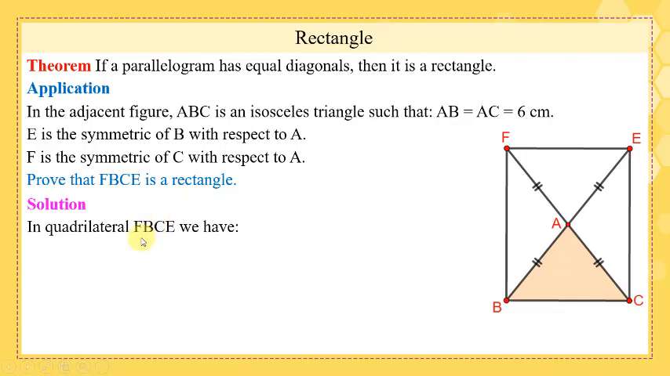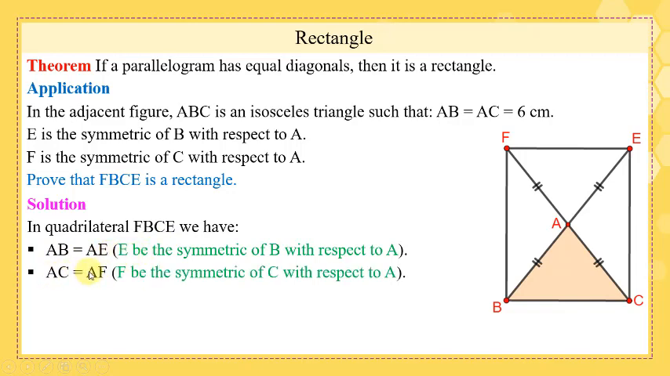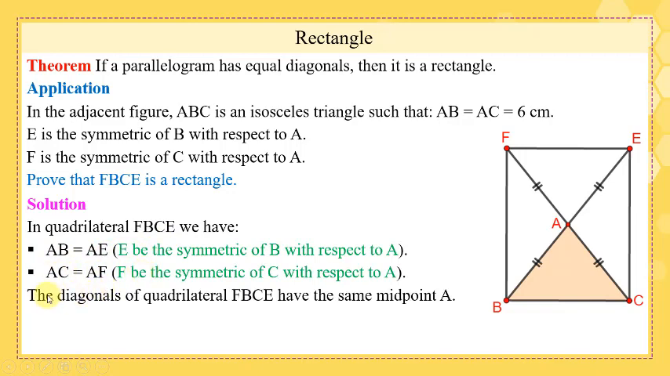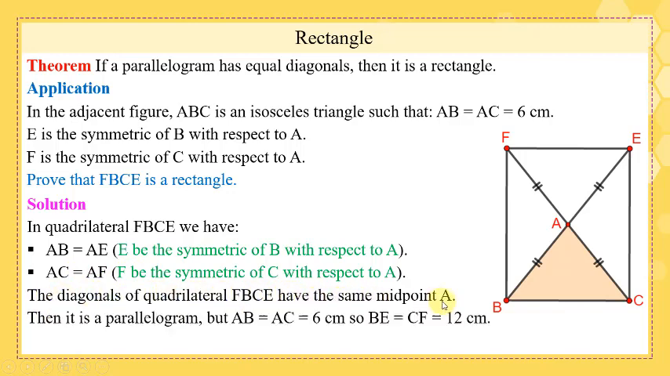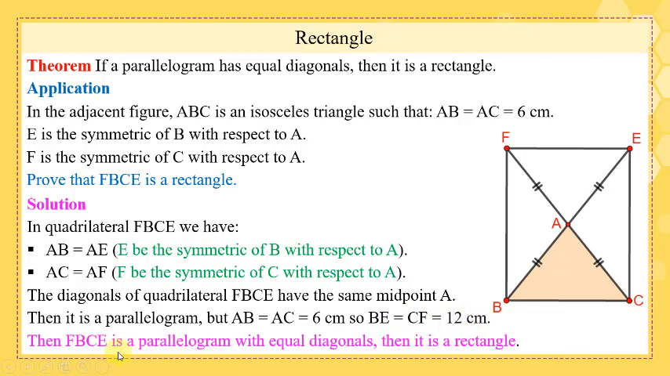This is the solution. In quadrilateral FBCE, we have AB equals AE, symmetry. AC equals AF, symmetry. The diagonals of quadrilateral FBCE have the same midpoint A. Then it is a parallelogram. But AB equals AC equals 6 centimeters. Then BE equals CF equals 12 centimeters. Then FBCE is a parallelogram with equal diagonals. Then it is a rectangle.